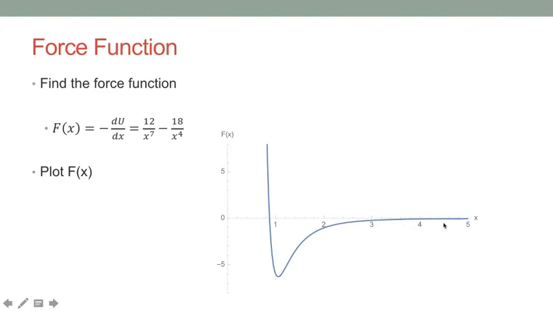The force goes to 0 because the potential energy curve also flattened out at the end. So the force does go to 0. So that's what the force function would look like.